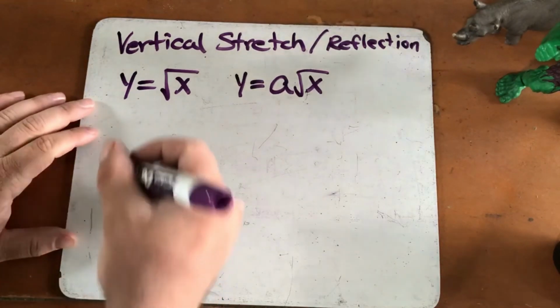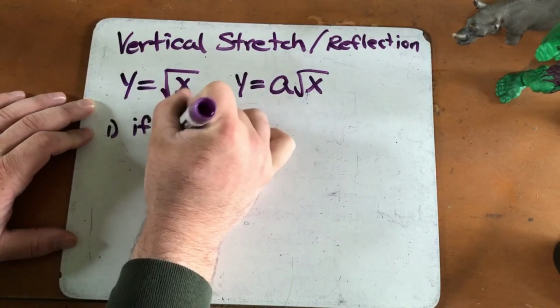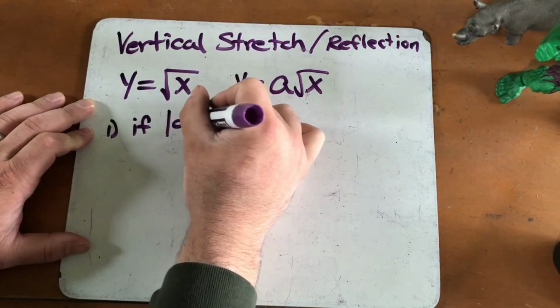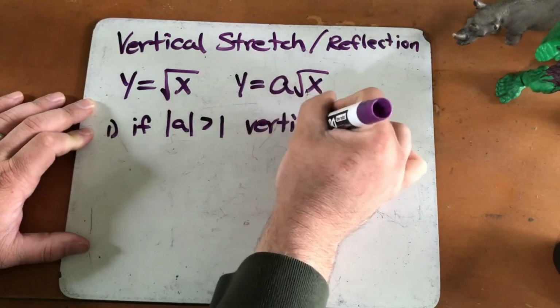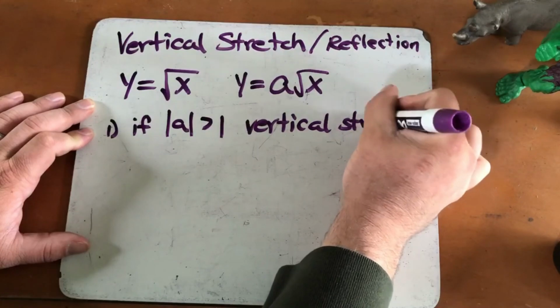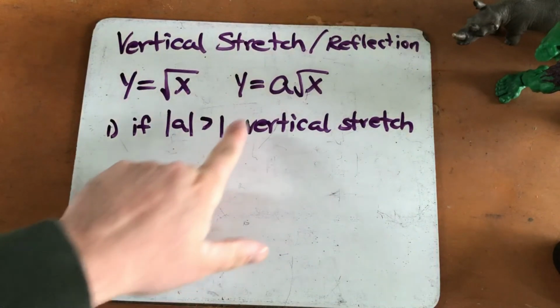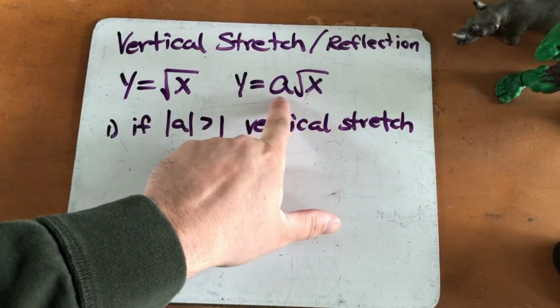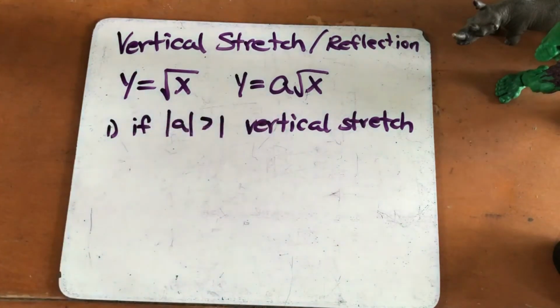All right, so the first part is if the absolute value of a is greater than 1, it is a vertical stretch. So I'm stretching my graph higher. So what this does is that whatever x is, it would be multiplied by a, and if the absolute value is greater than 1, that means my graph would stretch. My y values would get larger than what they would be if a was not bigger than 1.